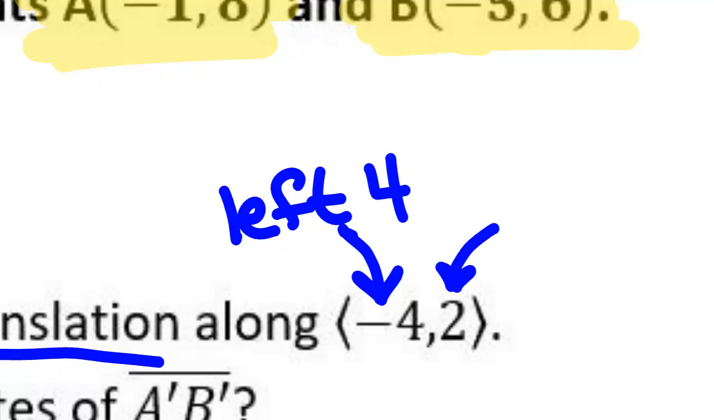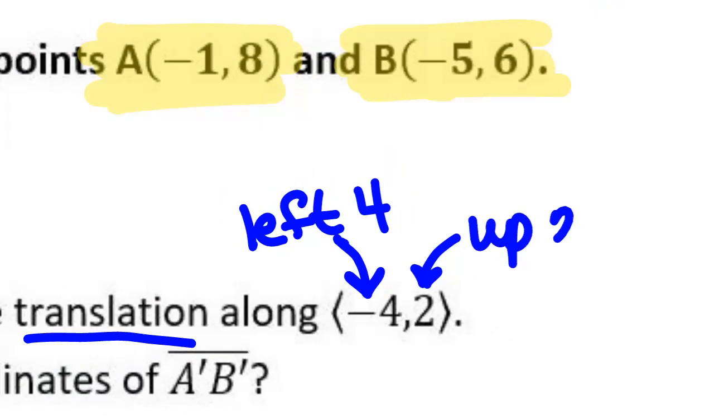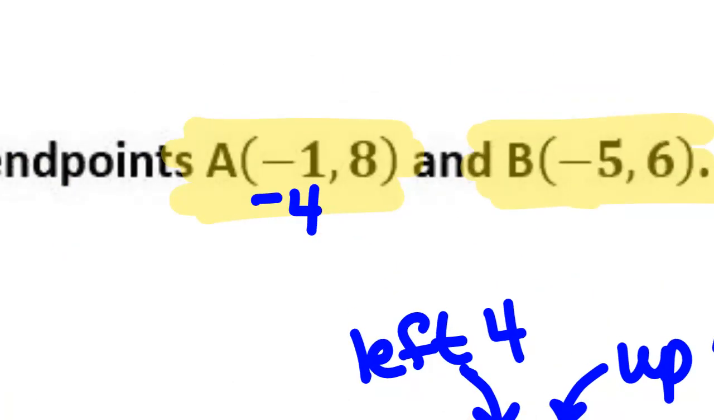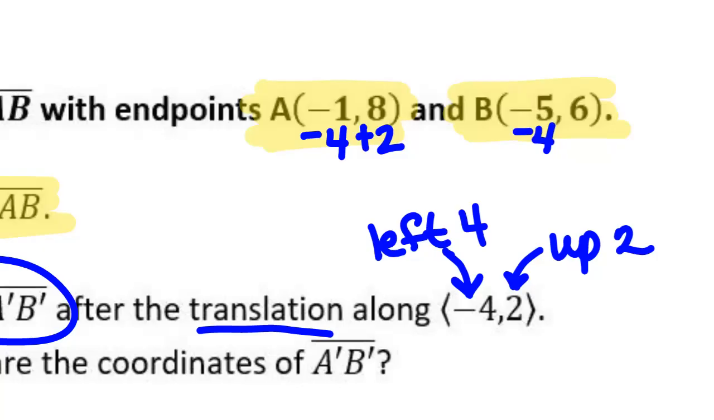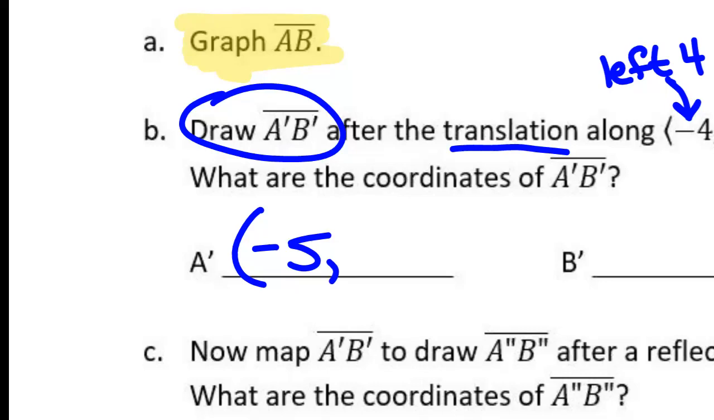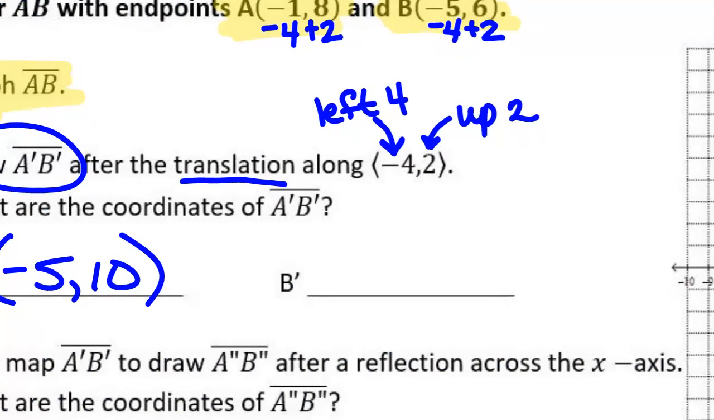What's the 2 mean to do? Go up 2. So you can come over to the graph and you can count 1, 2, 3, 4 to the left and 1, 2 up. Or you can use the method where you add and subtract from these ordered pairs. Since we want to go left 4, I would subtract 4 from the x parts of the ordered pairs. And I would add 2 to the y part to take it up 2. So A prime is (-5, 10). And B prime is (-9, 8).